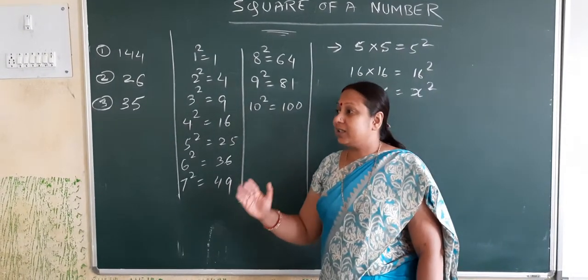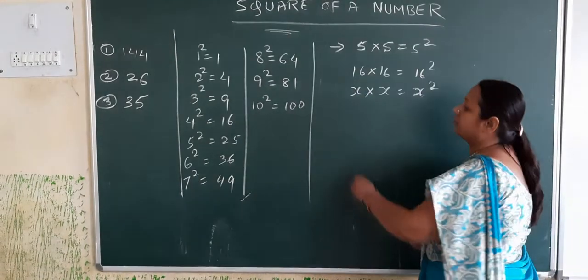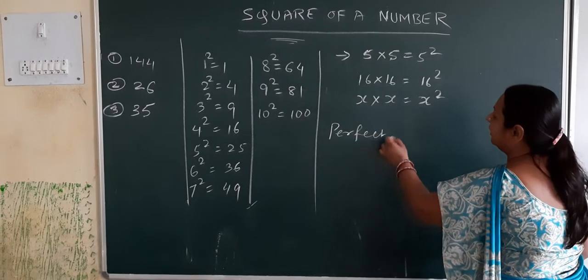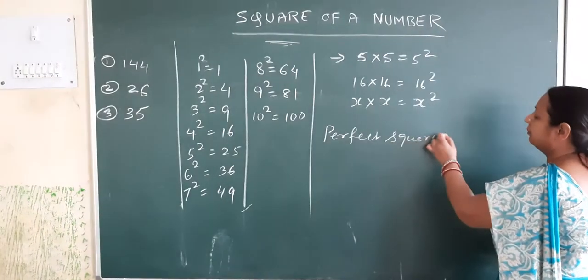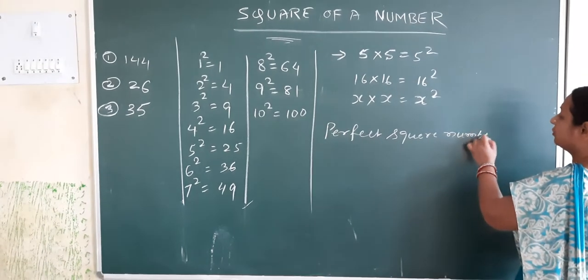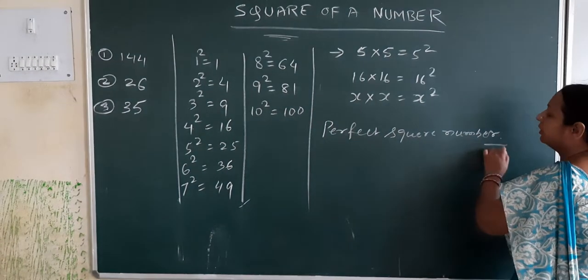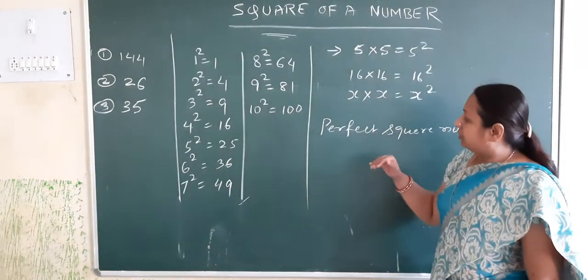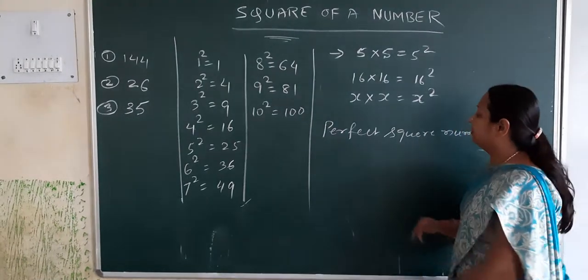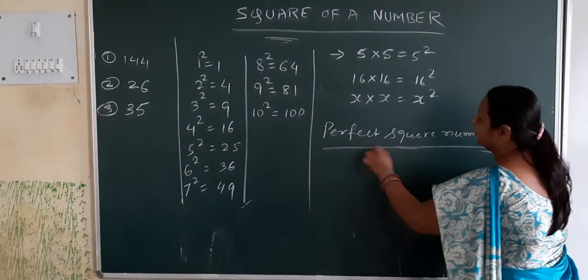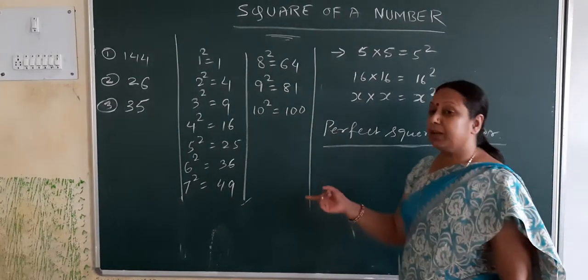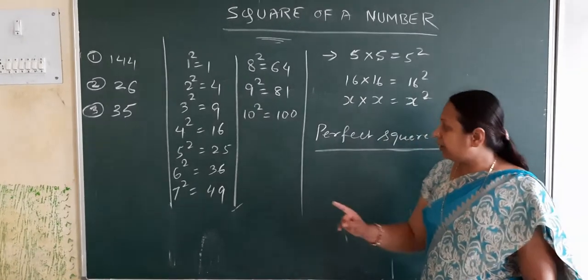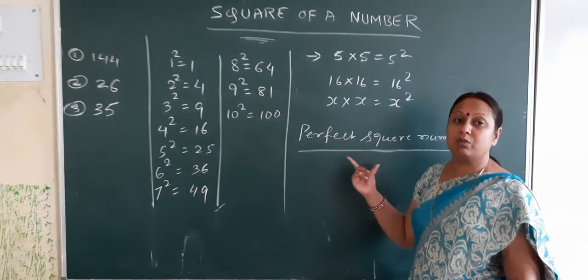Now let us understand the term perfect square number. Everybody is not perfect in the world. So every number cannot be a perfect square number. Every number has a square, but every number cannot be a perfect square number.